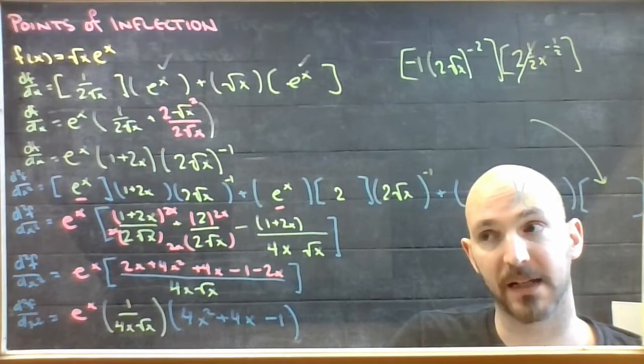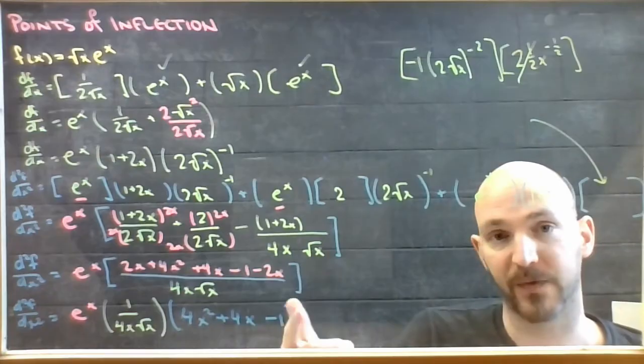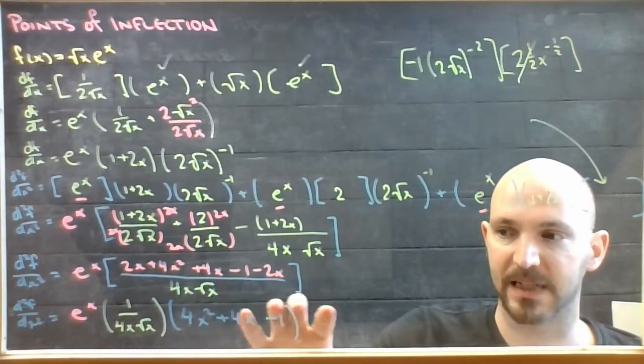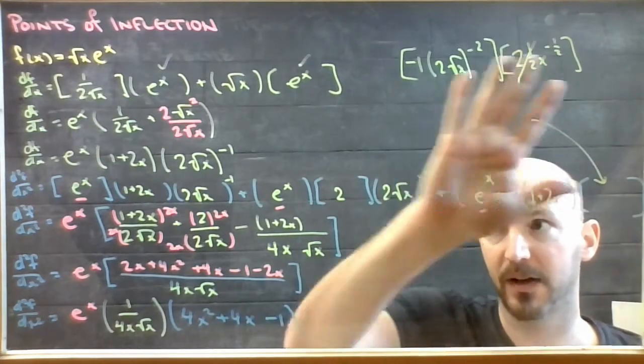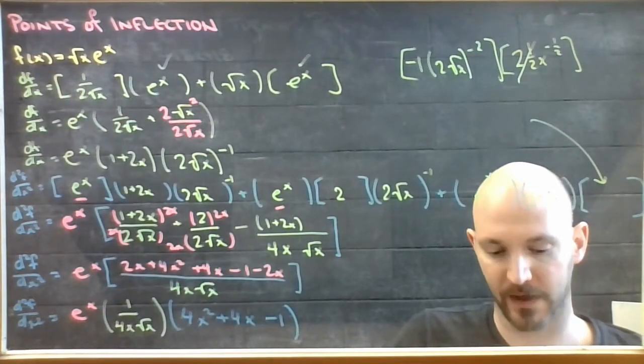So now that I've got my second derivative done and then factored up, I have to finish this points of inflection hunt by setting this thing equal to 0. So I'm going to erase all this stuff except the main function in this line in order to try and do that.